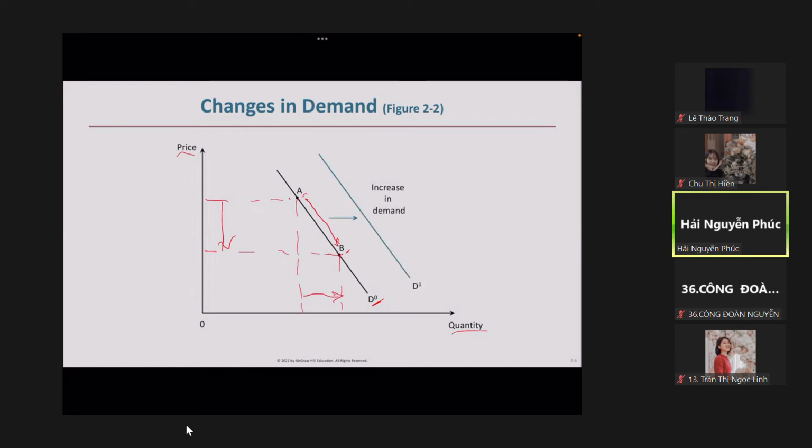Now, all other factors than price can shift the demand curve. Suppose something happens that leads to an increase in demand. On this graph, we say that the demand curve shifts rightward, or shifts to the right. Yeah, and it tells us about an increase in demand.